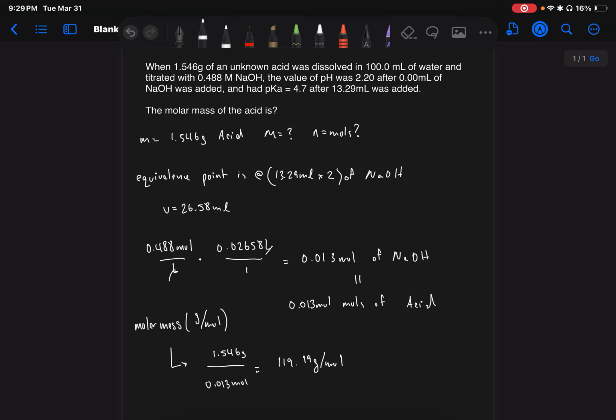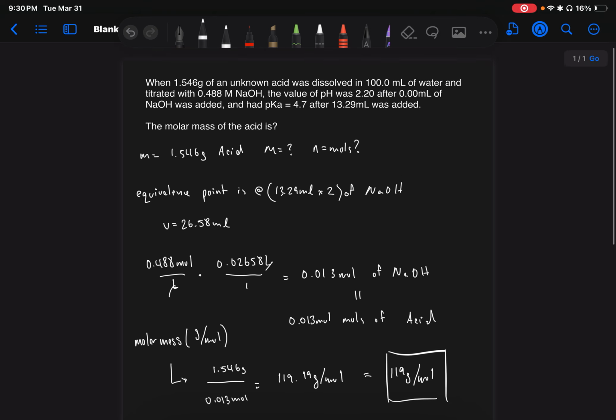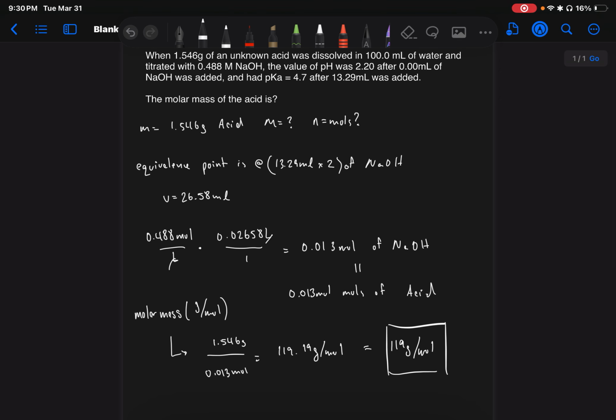And what's the sig digs on this? Well, we got 3 there. The pKa of 4.7, that's a bit of a questionable one. We're not using 4.7 though. So what values did we even use? 0.488, 3. Seems to be that 3 is the limiting. So this should be our answer. I would definitely put more thought into sig digs, but for now that's a good answer.